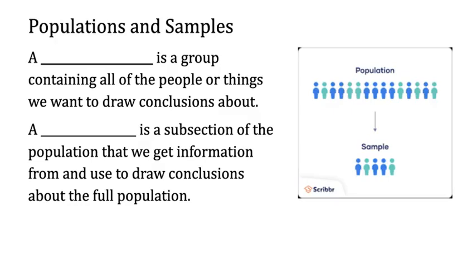In this video, we're going to talk about taking samples from populations. A population is a group containing all of the people or things we want to draw conclusions about. Usually, a population is so large that it is nearly impossible to get information from each individual in it. To help fix this problem, we often use samples instead.